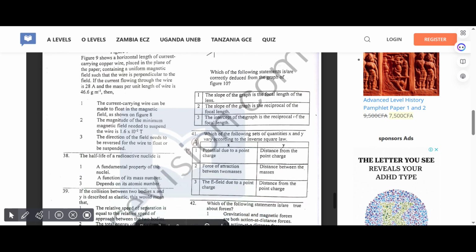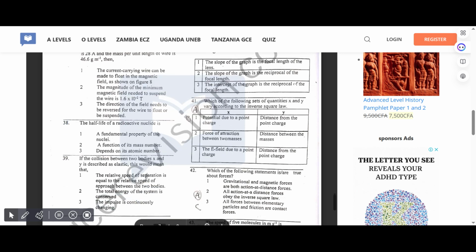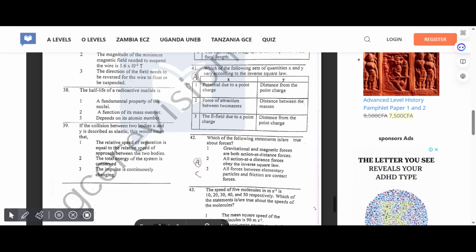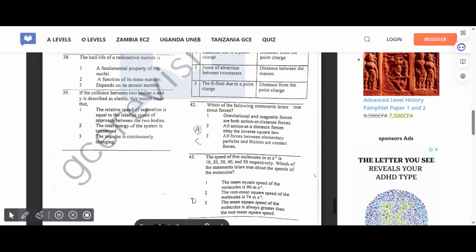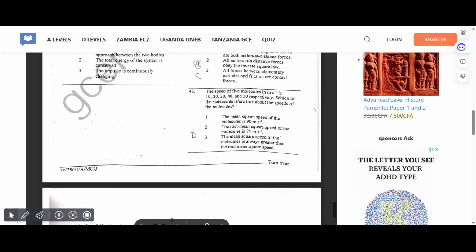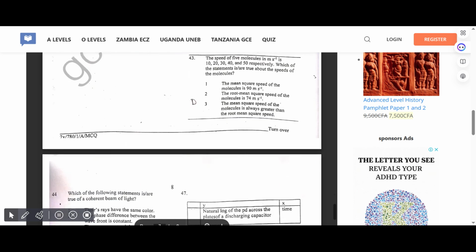Correct answer for 38 is C. Correct answer for 39 is A. Correct answer for 40 is D. Correct answer for 41 is B. Correct answer for 42 is A. Correct answer for 43 is A. Correct answer for 44 is A. Correct answer for 45 is C.